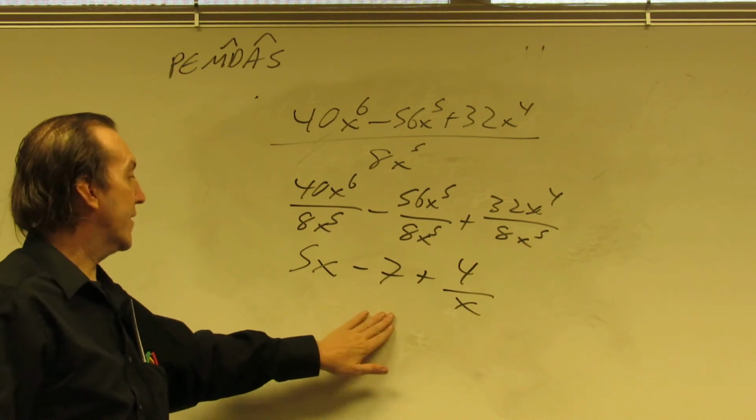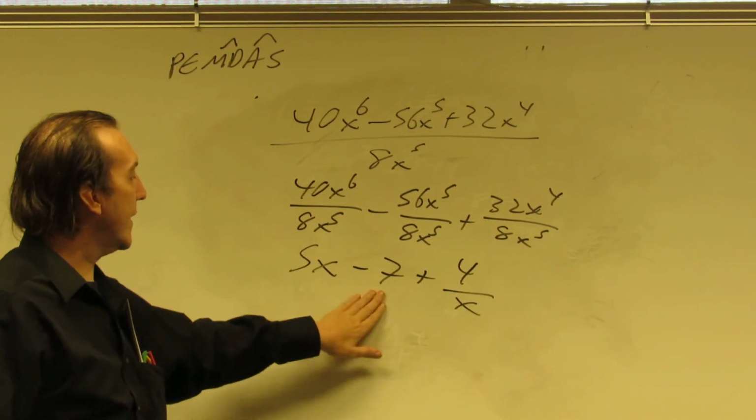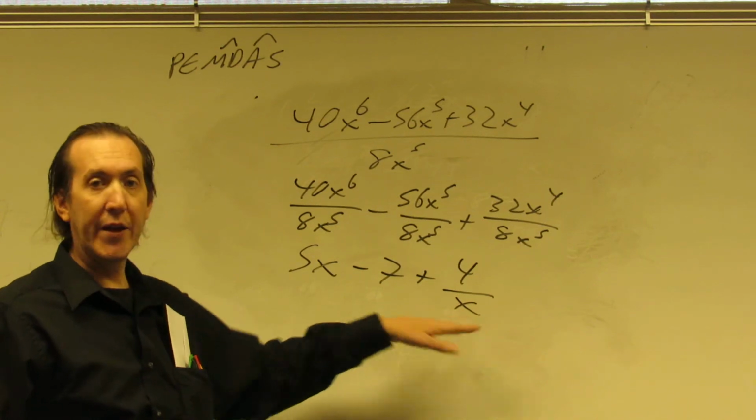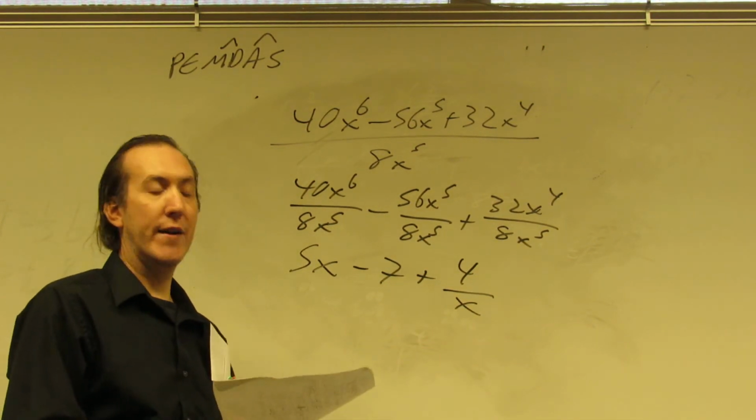This is the form that it's going to be. It's going to have something with an x, and then just a number, and something over x. Make sure you have that as your answer.